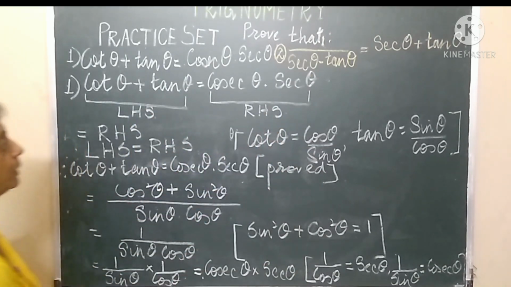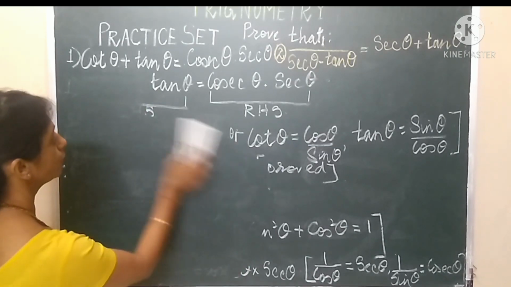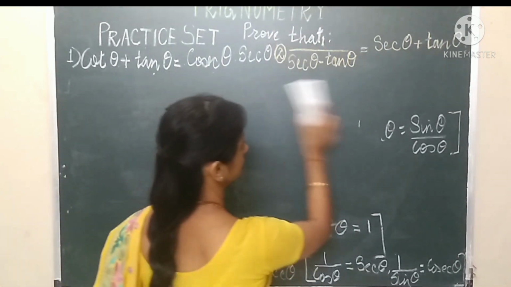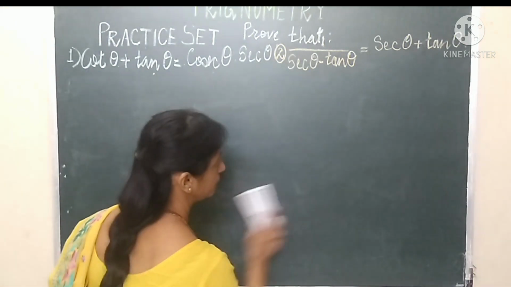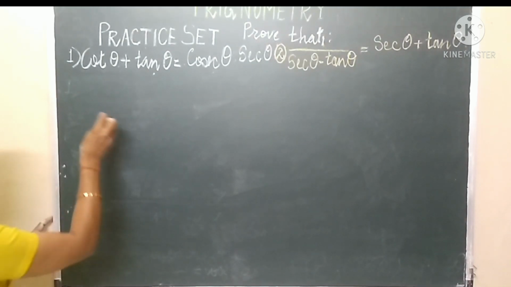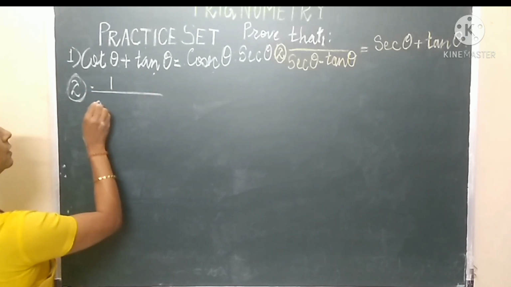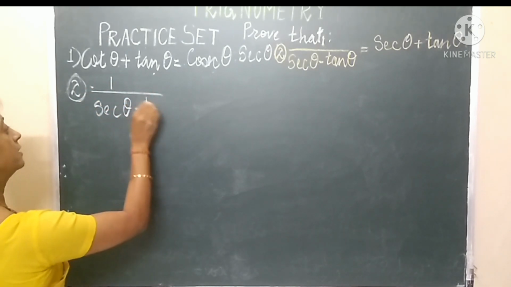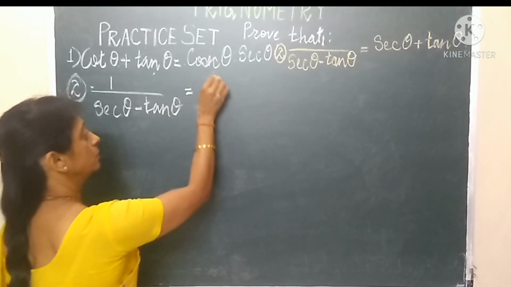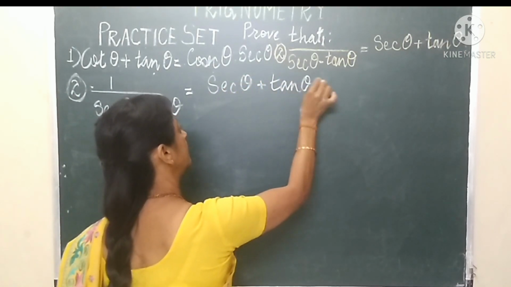Now let's begin with the second problem, which again says prove your left hand side is equal to your right hand side. I will first write down the problem. Second problem, 1 upon sec theta minus tan theta you have to show is equal to sec theta plus tan theta.